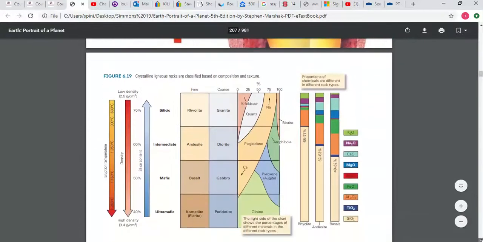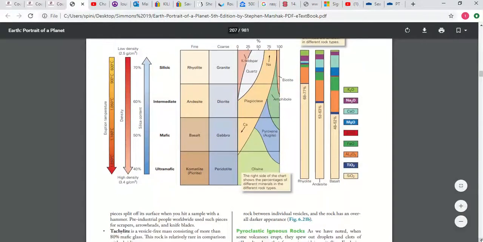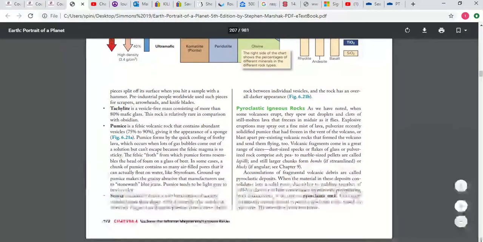You'll understand as the two. This is a good one to look at too, as to types of rock and what they're made of. That will be helpful just to kind of keep that in mind. And then here's some of the different types of rock. I've got some pumice, which is pretty interesting.